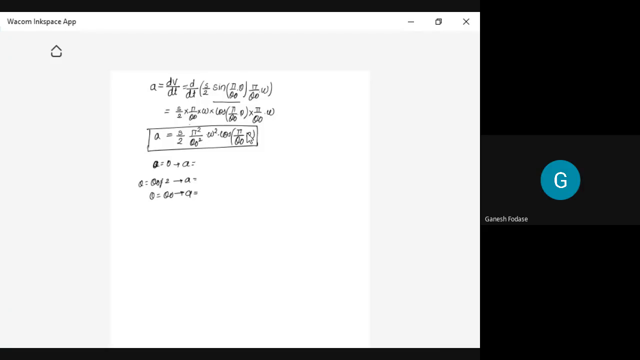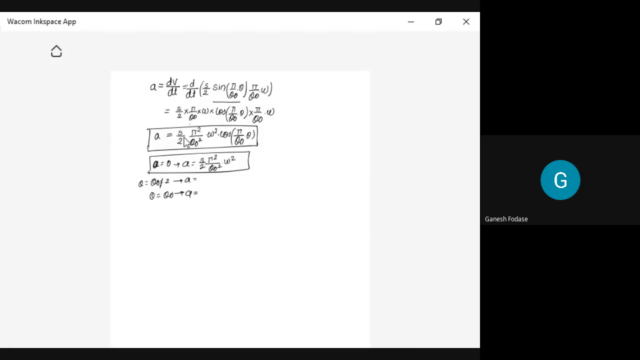Sir, at theta 0 it's maximum, and at theta o by 2 it's 0, and at theta o it's minimum. Okay, it is also maximum, but in the opposite direction. Okay, negative. So what I can say now, at theta is equal to 0, cos 0 is 1, and hence this term becomes 1, other terms as they are. So at theta is equal to 0, the acceleration is s by 2 into pi square upon theta o square omega square. So this is the value of acceleration at theta is equal to 0.